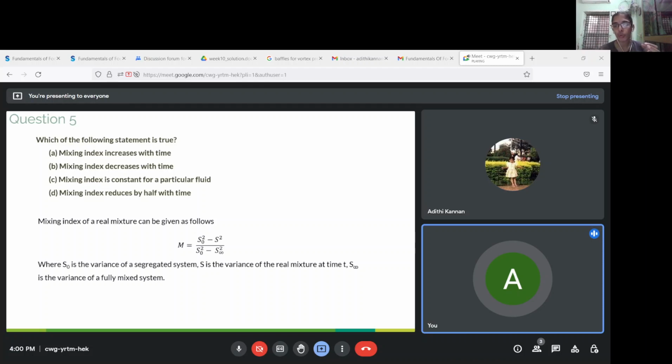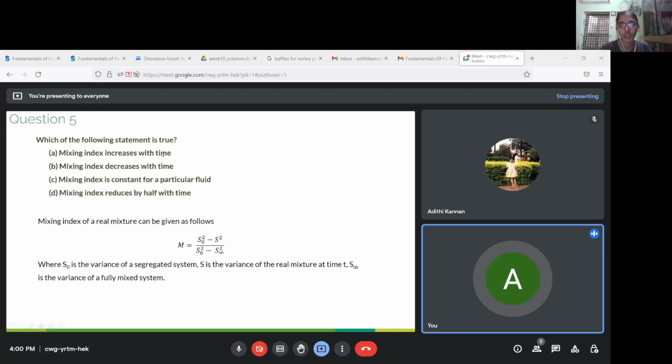But if you start rotating, or put it in a mixer where the two components will start mixing, with time you will see that your segregated system will slowly start becoming a fully mixed system. So you can find out from mixing a parameter known as a mixing index. You can find out at that particular time how much of the components have been mixed, that is, to what degree it has been mixed. So mixing index actually changes with time.